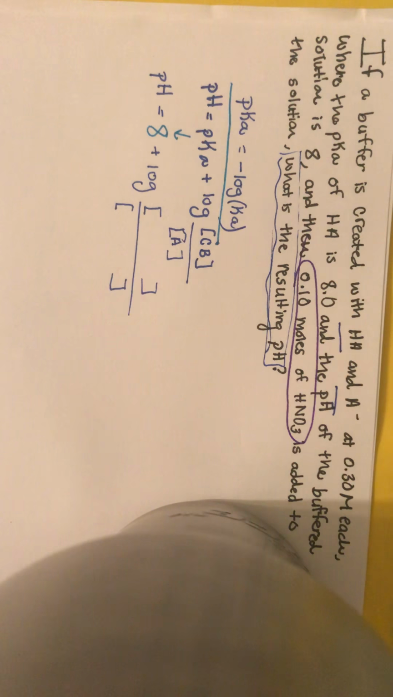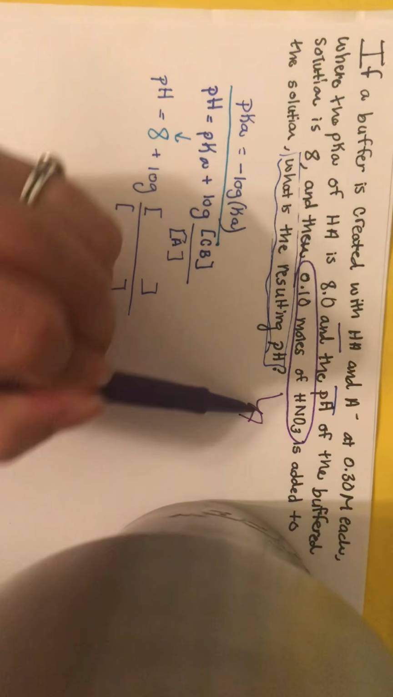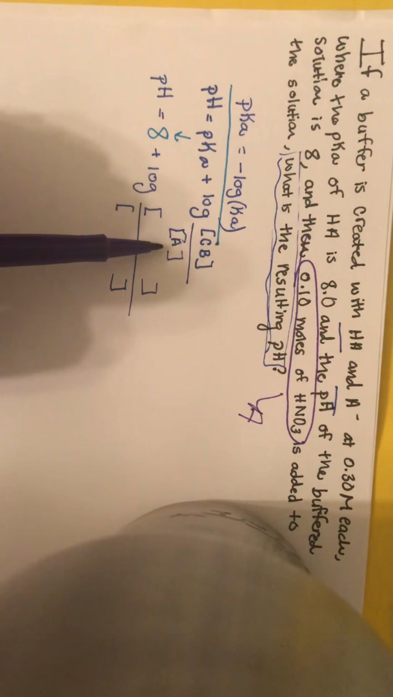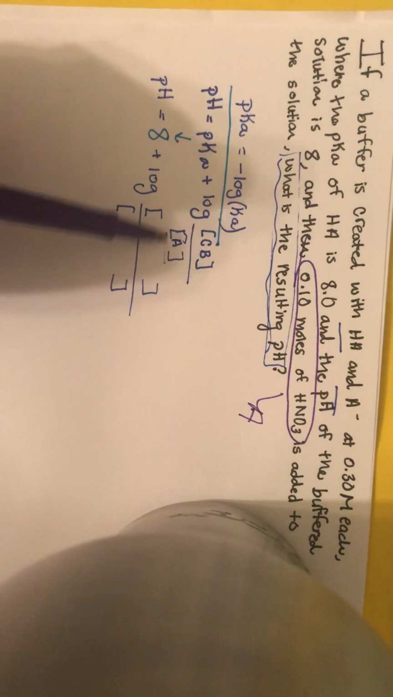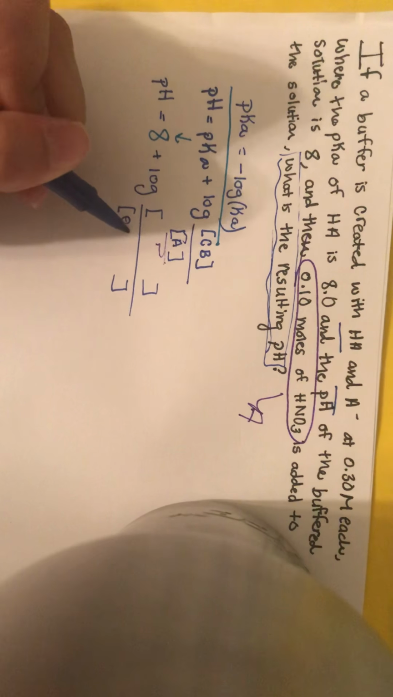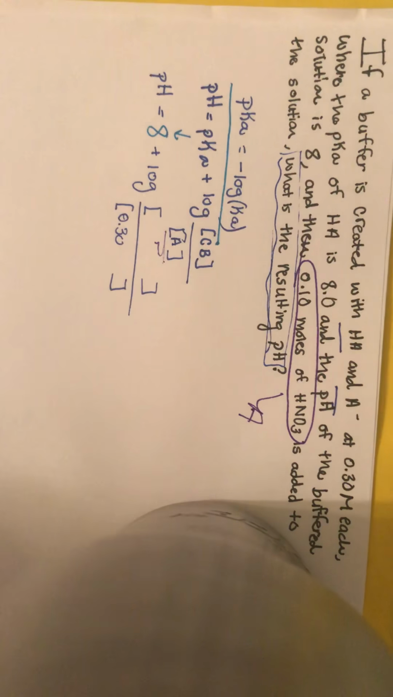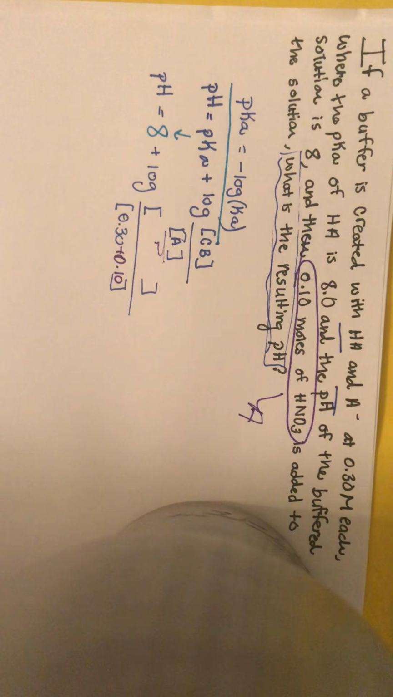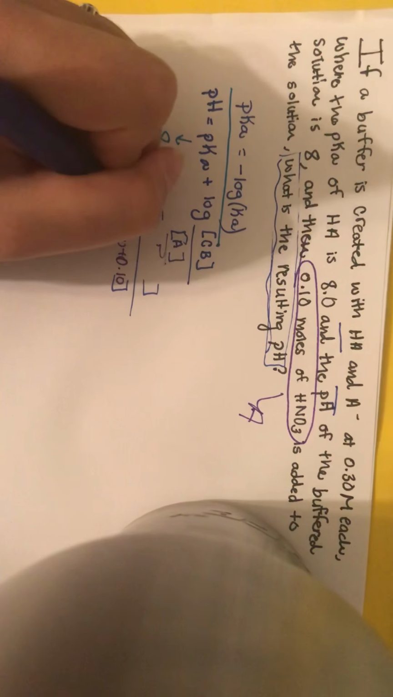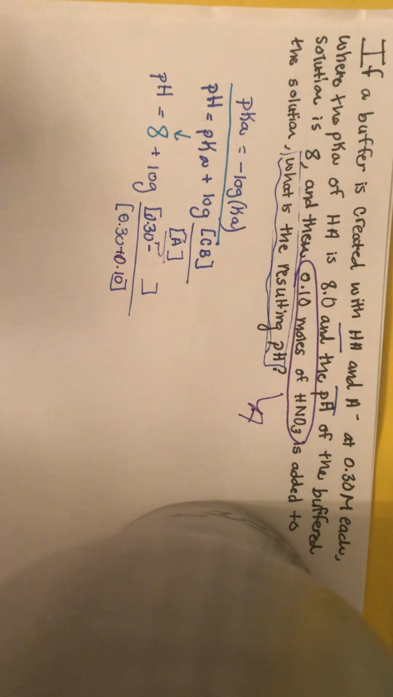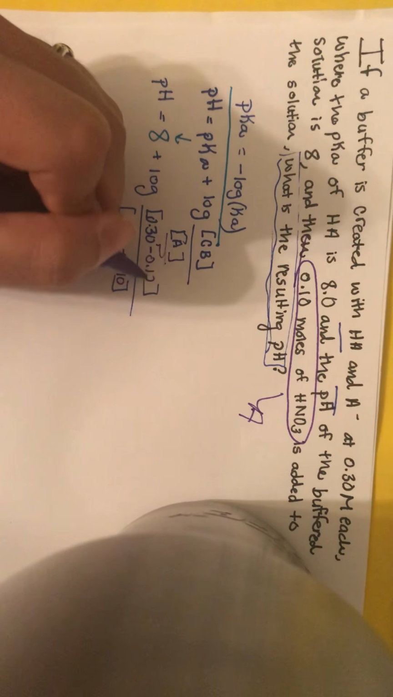So in this case, HNO3 is an acid, right? So we're going to add the 0.1 to the bottom because the bottom is our acid. So it's going to be 0.3, and we're going to add 0.1. So that means the 0.3 up top, we're going to subtract 0.1 from it because it is the base, not the acid.